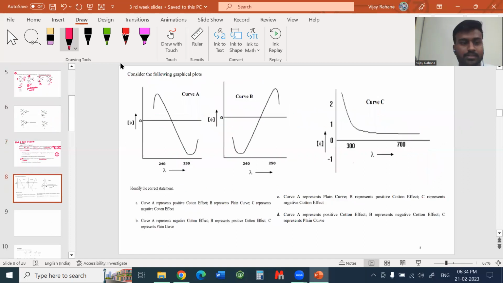So we will take the next question. So the next question is, consider the following graphs and identify the correct statement. So the first plot is given. This plot, first you can see it is on the negative side, and then it came to the positive side. So which Cotton effect is this? This one will be the negative Cotton effect, right? Because it lies on the negative side, first decreases and then increases. So it's a negative Cotton effect.